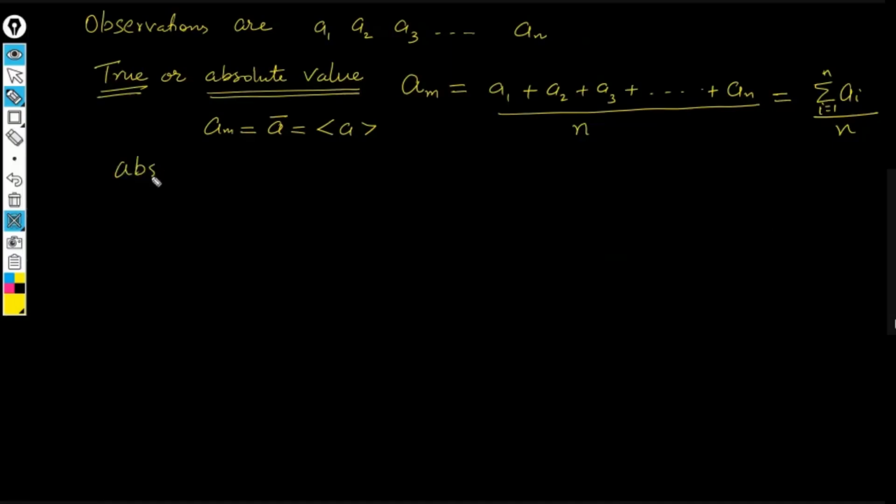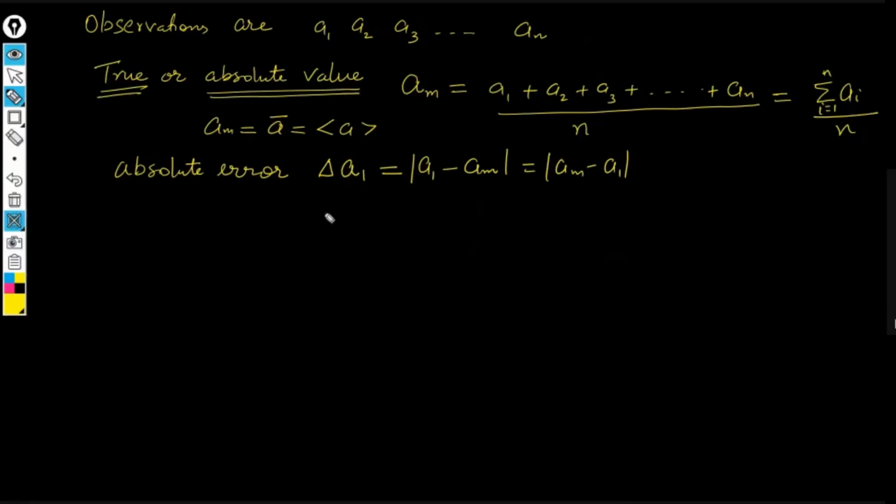Now, absolute error. What is this absolute error? First of all, absolute error is denoted by delta A. The absolute error in the measurement of the first observation, delta A1, will be A1 minus A mean, or you can say A mean minus A1, both are correct. Always take the magnitude.